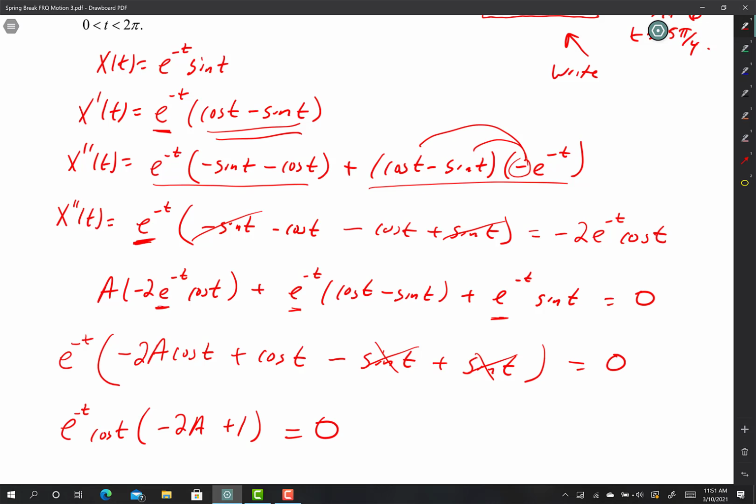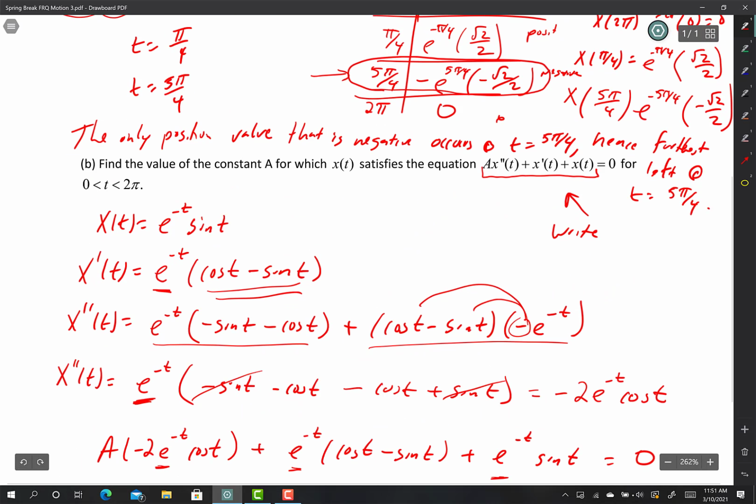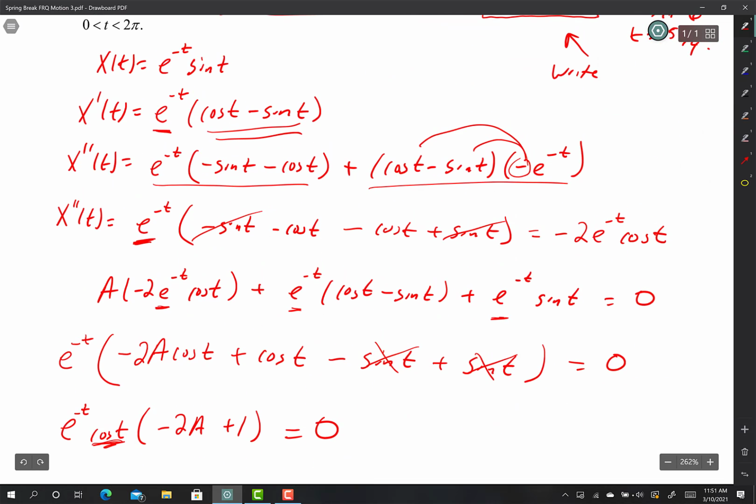All right, the only way this will be 0, and I know there's a cosine t there, and we can figure out values where cosine t is 0. But we want to find A. That's not the point. That's what we're looking for. We're finding A. Find the value of the constant A. So, since we want to find the value of the constant A, we focus our attention on this guy. And remember, we have it equal to 0.